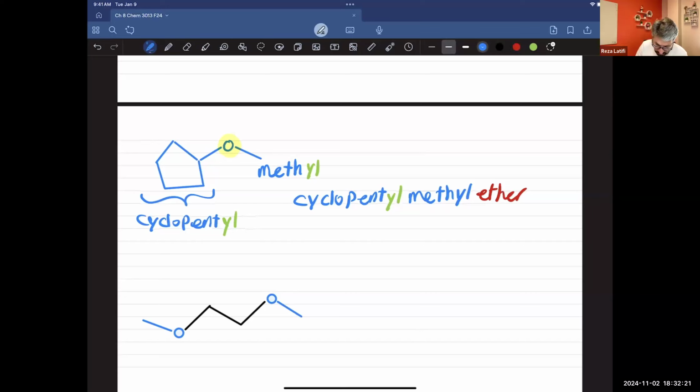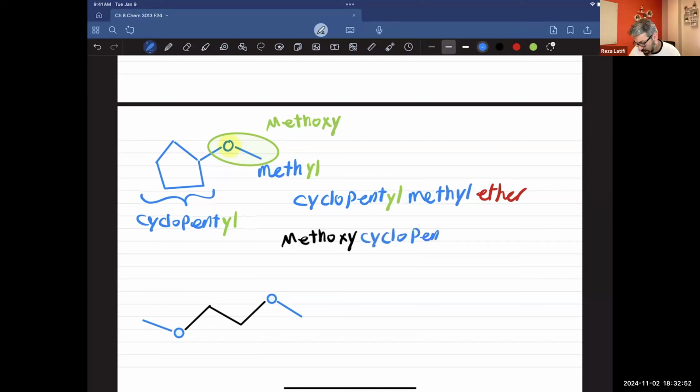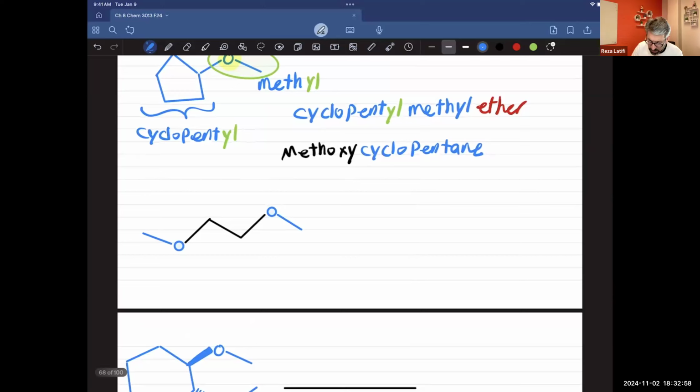Another way to name it is to treat this entire group as one substituent. In that case, we have methoxy, a methoxy substituent attached to the cyclopentane. So it will be methoxycyclopentane. And that's going to be the second way to name it. So we got two names for the same compound.